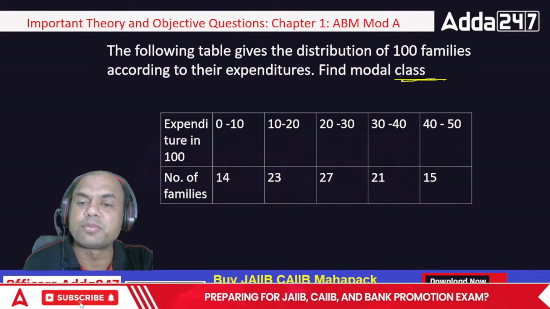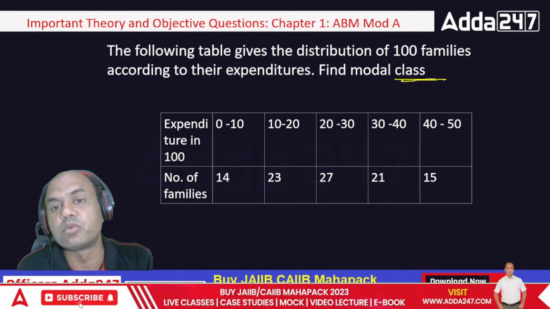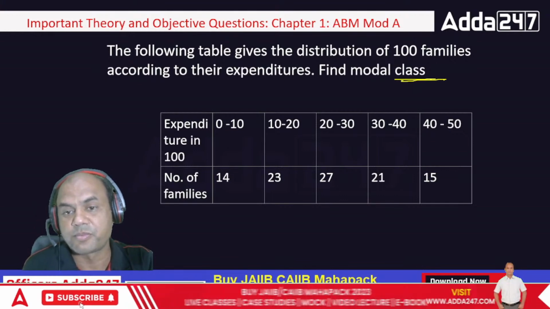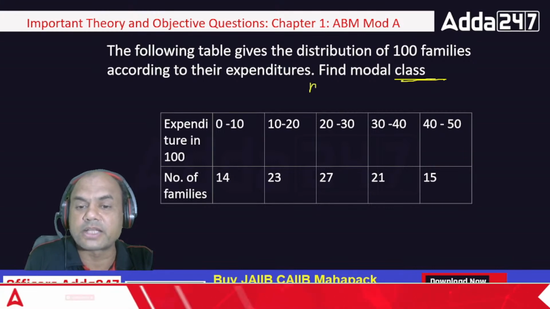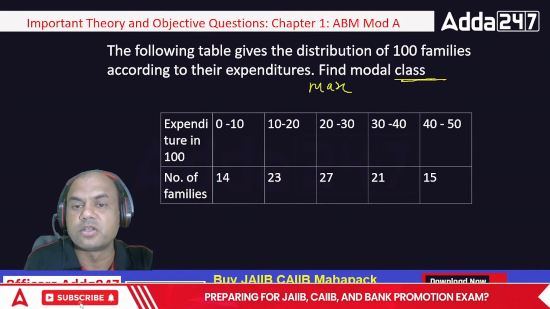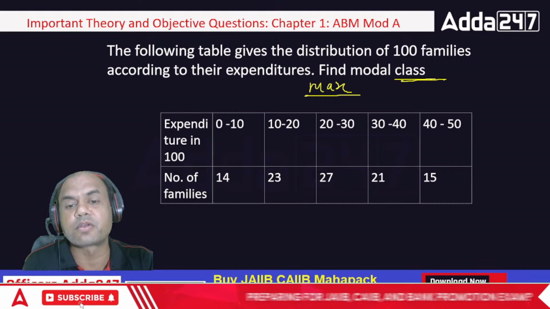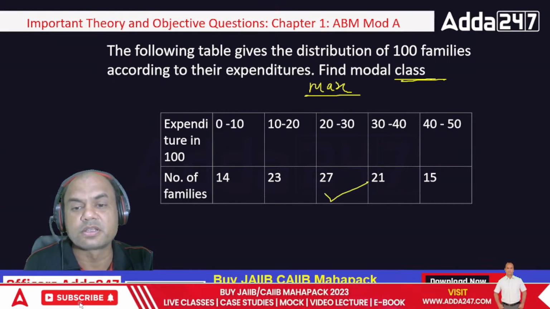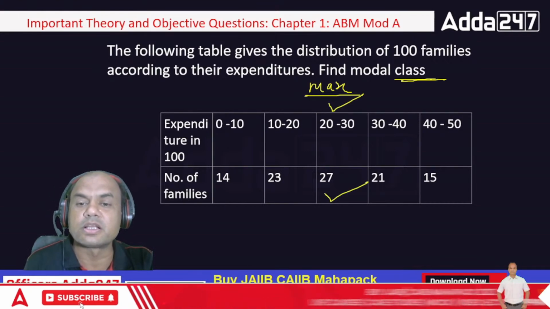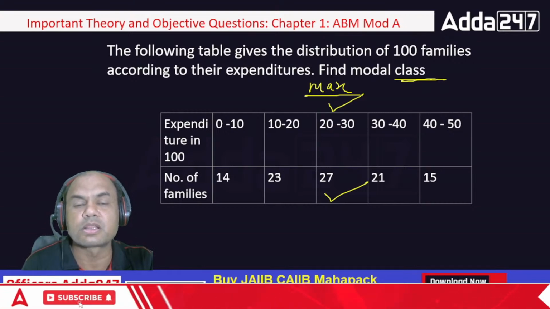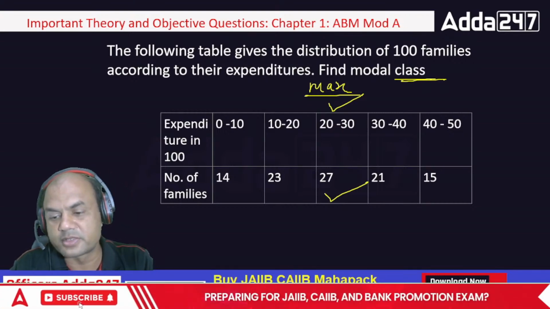So modal class means what? What did we see as mode in the earlier example? Whichever occurs the maximum number of times. So which one is occurring the maximum number of times? 27. So this becomes my modal class. 20 to 30 is my modal class. Okay, simple.